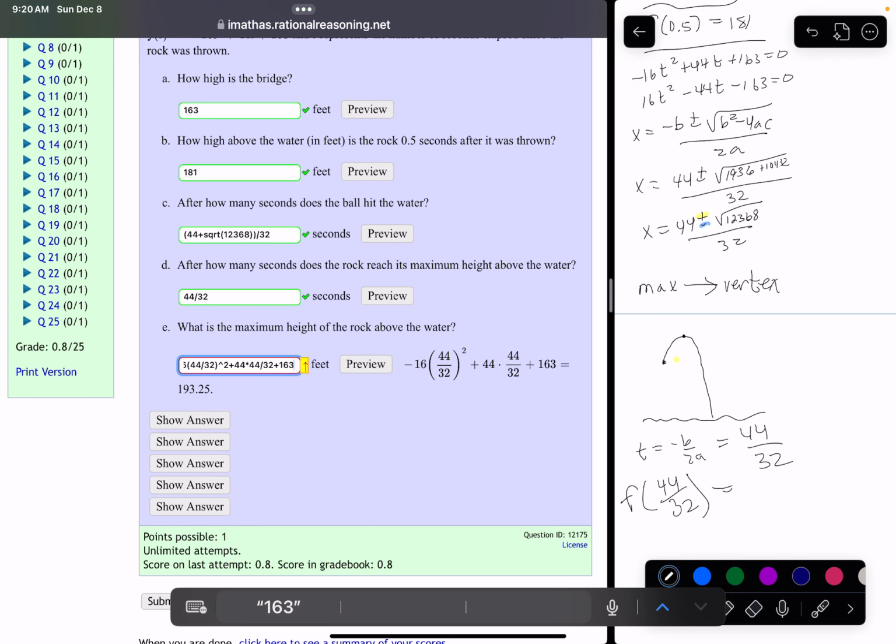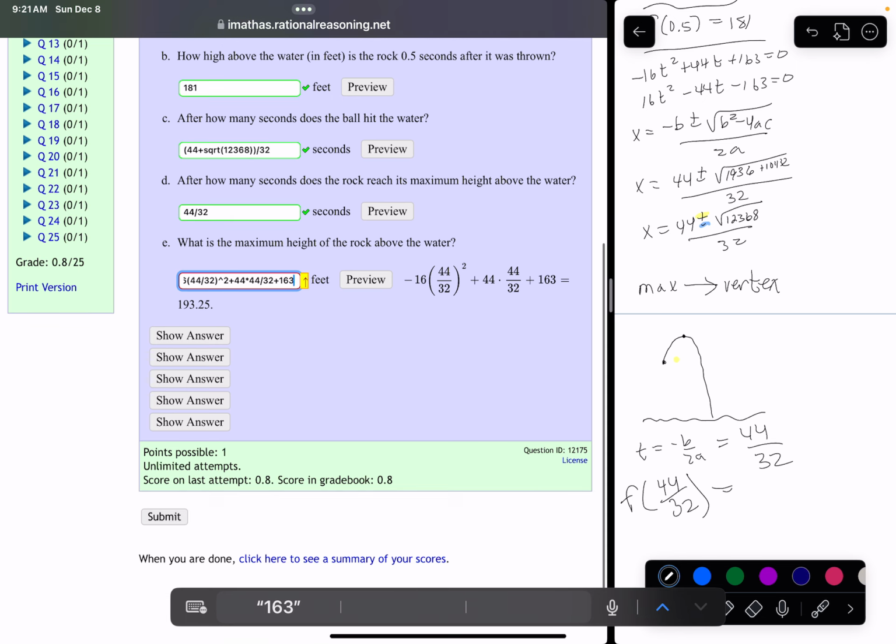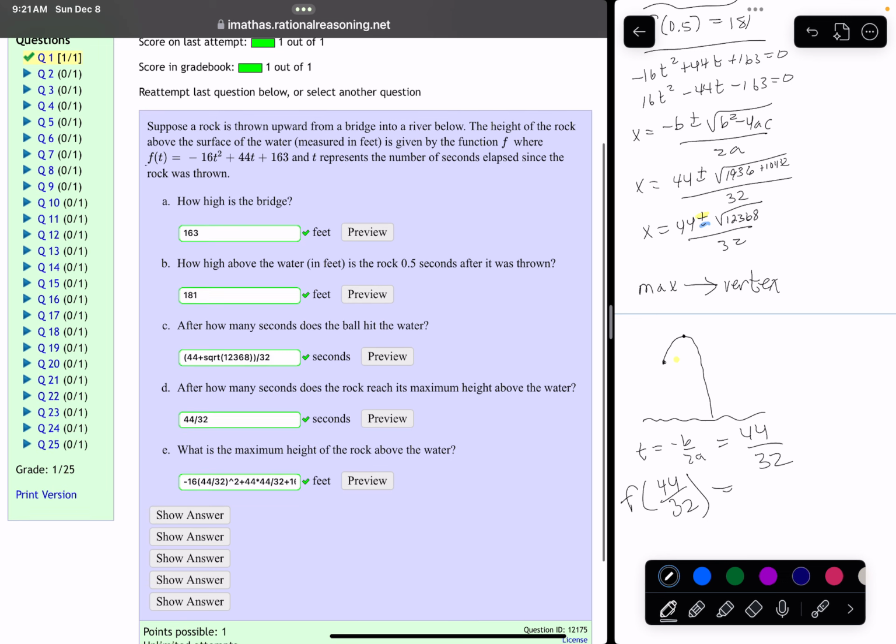Now, if this was my question and they said round to the nearest whole foot, I see the number 193.25, I would use 193. So you can let iMath do some of that calculation for you. It's like entering it into a calculator. So there we go. So that is question number 1, a parabola application problem.